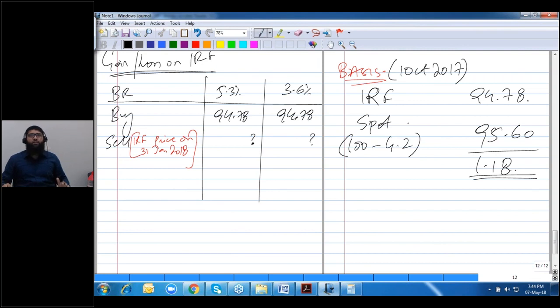Now this is 1.18. Now what is it? This is called basis. Now what is this basis? 95.8. Okay. So it is actually going to be 1.38. Is that how it is? What's the difference? 1.02. Okay, now see. So what is it?